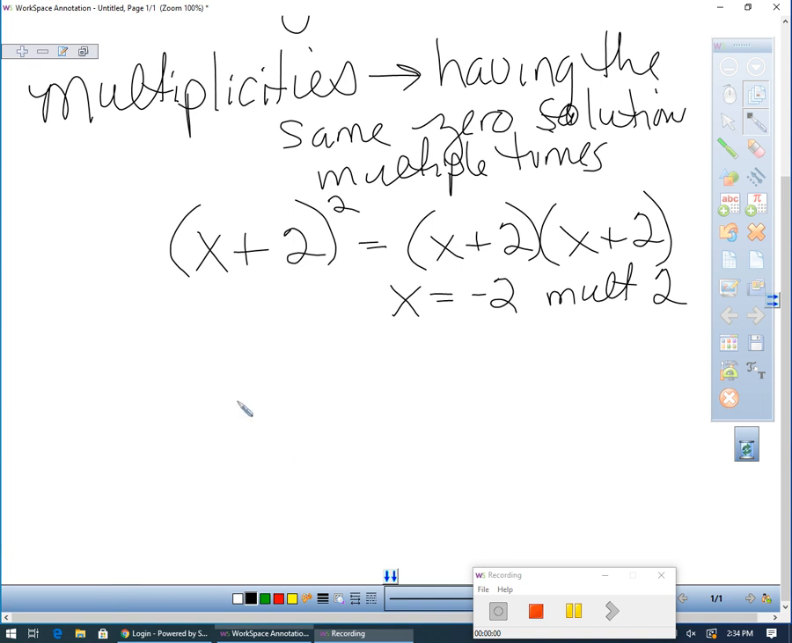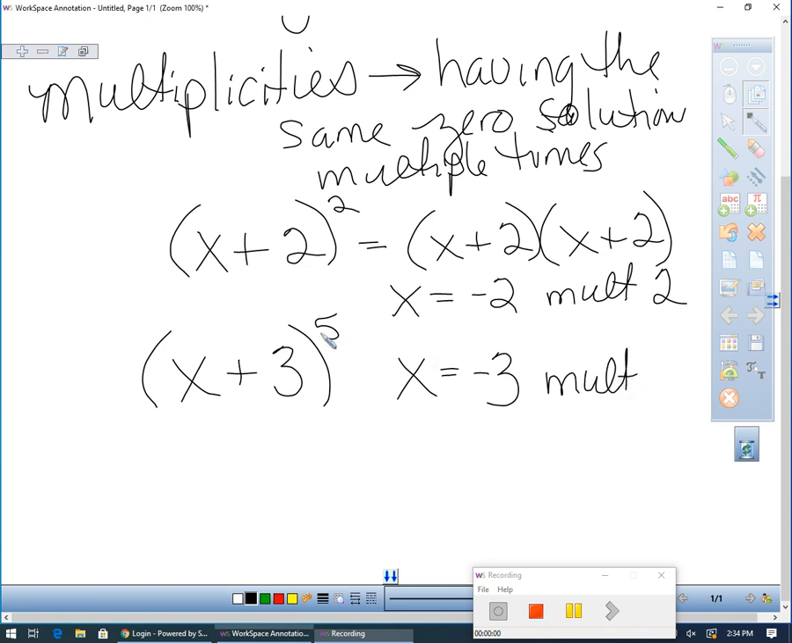Okay? So if I had a parenthesis that says x plus 3 to the 5th power, my zero for this parenthesis is x equals what? Negative 3. Very good. And it's got a multiplicity. How many of them are there? 5.